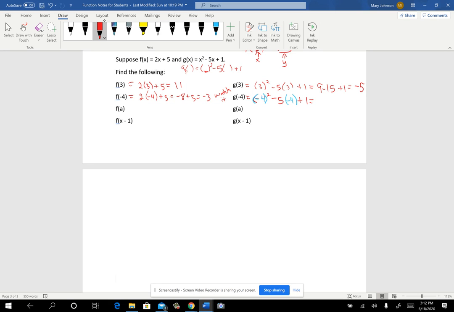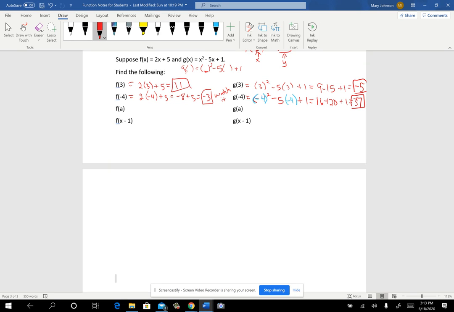If you write it with parentheses, it means negative 4 times negative 4 like it's supposed to, and that would be 16. That would be plus 20. Plus 1, and you would wind up with 37 for your final answer. So g of negative 4 is 37. These here at the end, these would be the answer to the question. Okay? All right, now when I ask you something like f of a, it feels like a trick question.